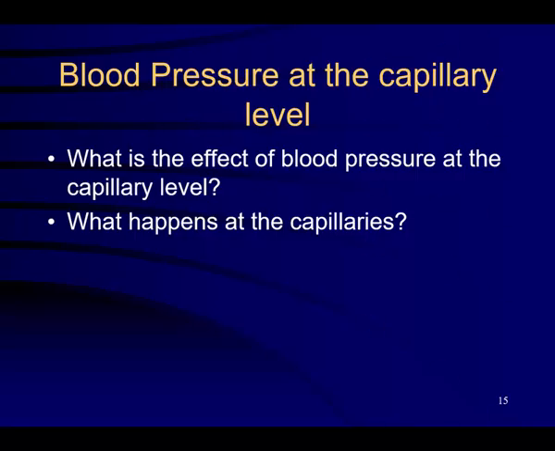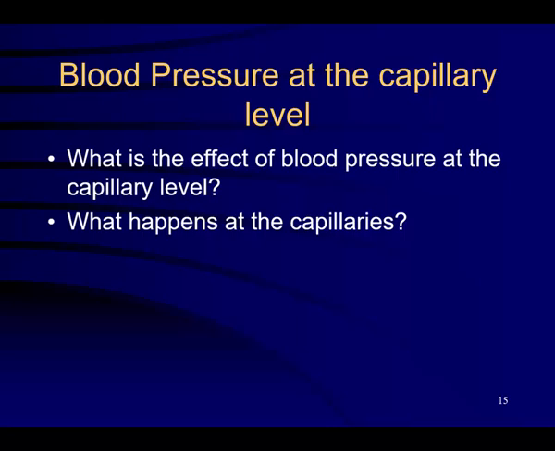Okay, remember, all the action of nutrient exchange occurs at the capillary level, and if blood pressure isn't maintained, then at the capillary level the tissues aren't going to get the stuff they need or be able to get rid of the waste they're generating. So everything happens at the capillary level to keep the tissue alive, but overall blood pressure influences what happens at the capillary level.